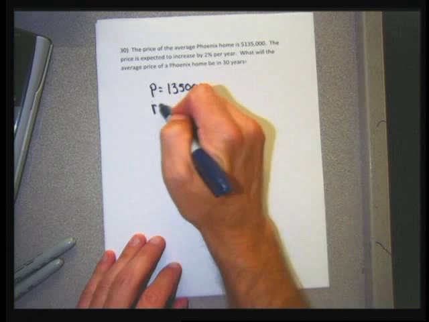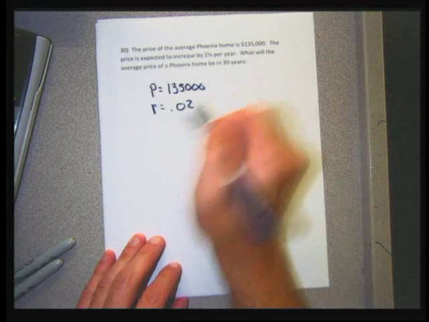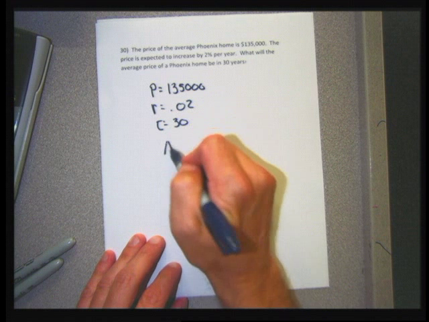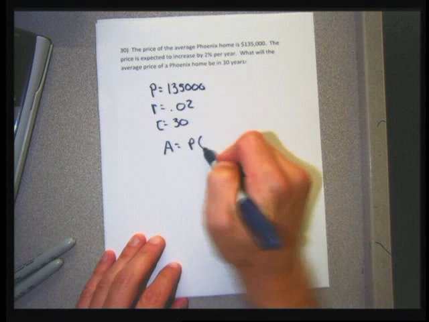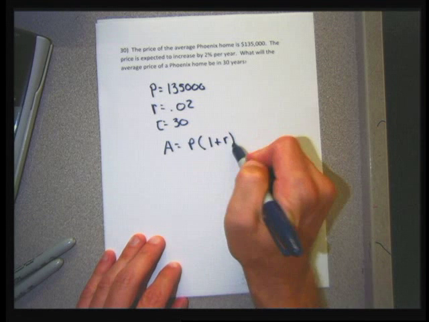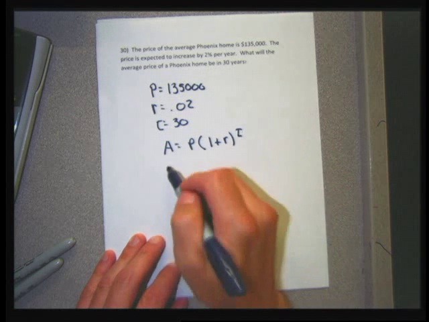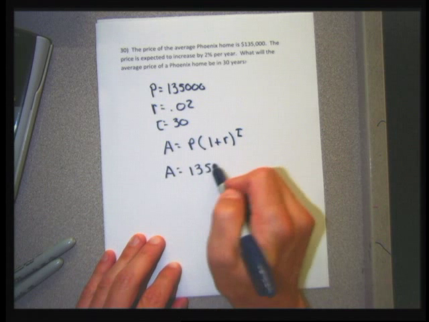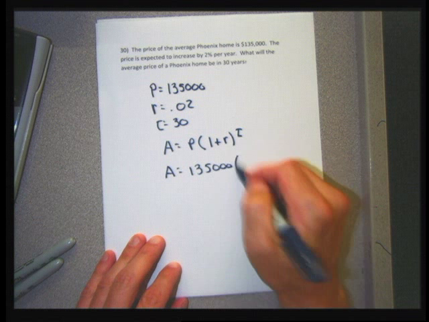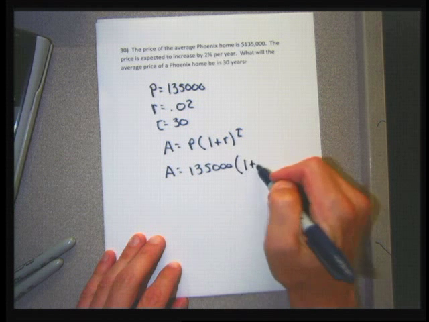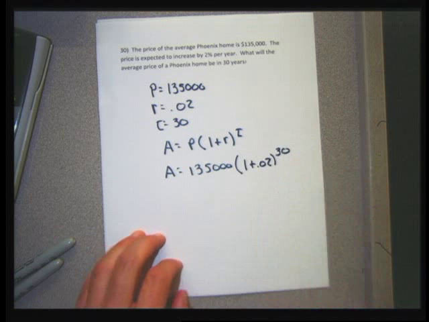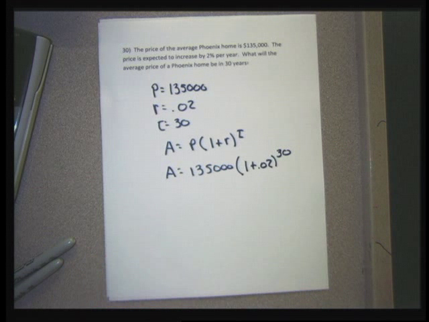My R is going to be my interest rate, but in decimal form. My T is my number of years. I'm using the formula A equals P times 1 plus R to the T power, solving for the future amount, which is the A. I'm plugging in the current price of a Phoenix house, which is $135,000, putting in the 2% increase, and then to the 30th power. This is just an estimate.